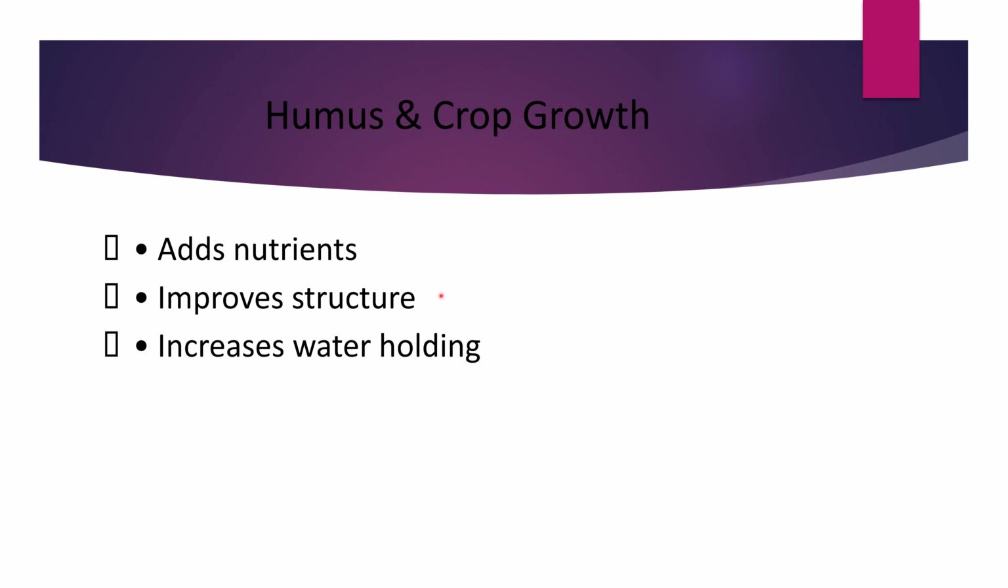Improves structure. Humus helps bind tiny soil particles together into small clumps called aggregates. This creates a crumbly texture that makes it much easier for roots to push through the soil and grow deep. Increases water holding. Because humus is organic, it acts like a sponge. It can hold several times its own weight in water, which keeps the soil moist even during dry periods. So whether it's providing food, making the ground easier to grow in, or saving water, humus is a farmer's best friend.